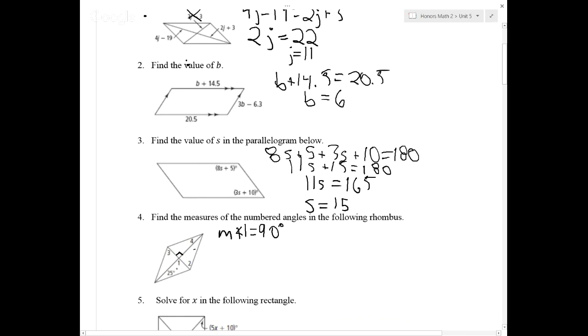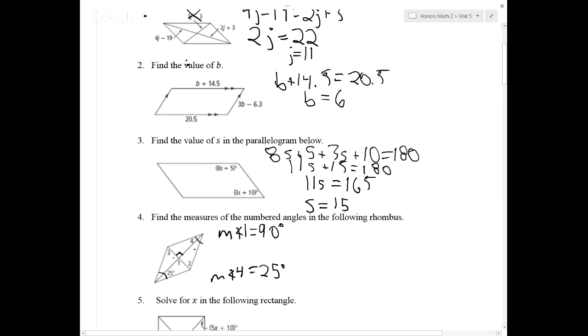Then we can go and look at angle 4. So I know opposite angles are congruent in a parallelogram. I also know that the diagonals bisect the angles in a rhombus. So in that case, the measure of angle 4 is also going to be 25. Now, if I needed the total of these two angles, it would be 50. I could then split it again on this side, and I get the 50 divided by 2 is 25.